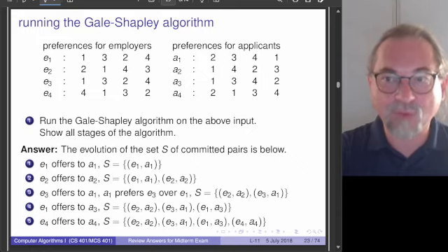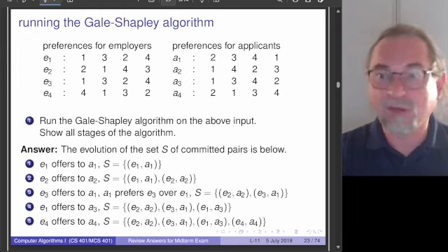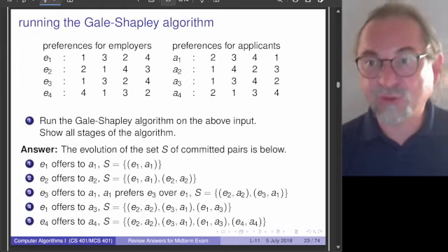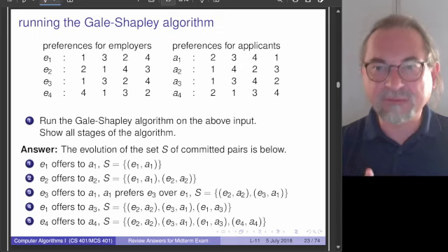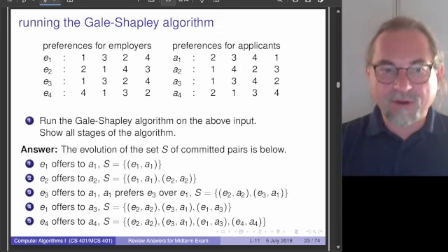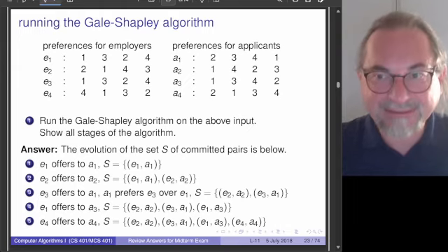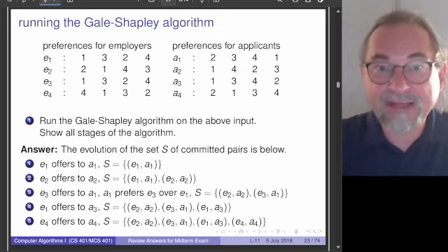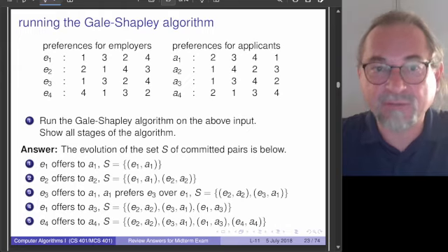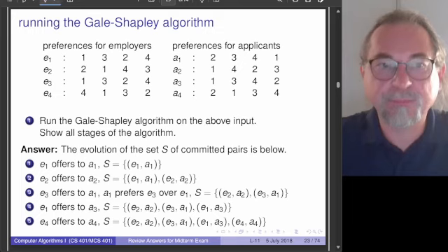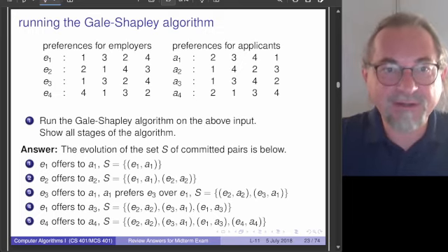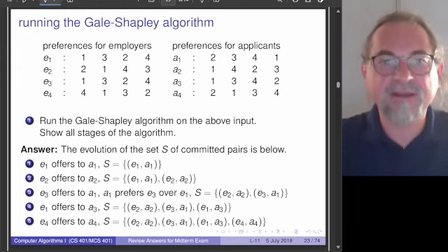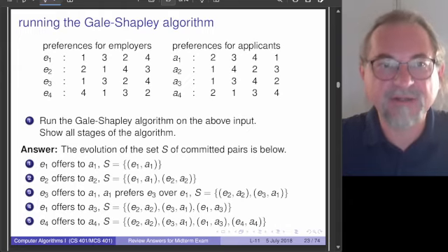Having already offered to 1, it will not offer again to 1, because 1 will not break its commitment, as it is committed to a higher ranked employer, 3. So we will offer to the next applicant, which is 3. Applicant 3 has not received an offer, and even though applicant 1 prefers employer 1, oh no, actually applicant 3 should be a very happy applicant. Its preference is indeed employer 1.